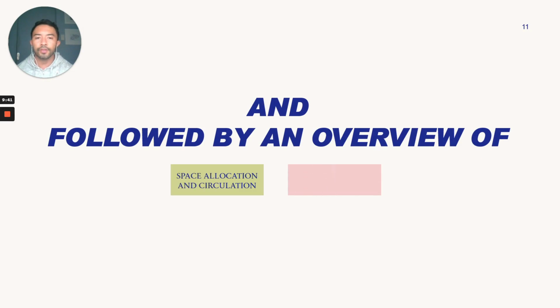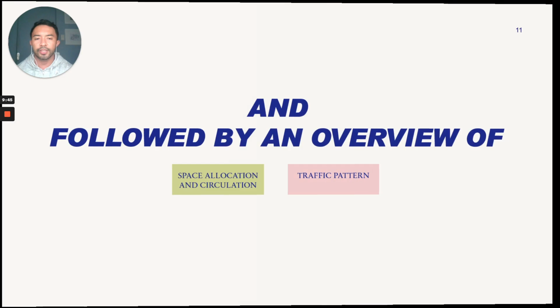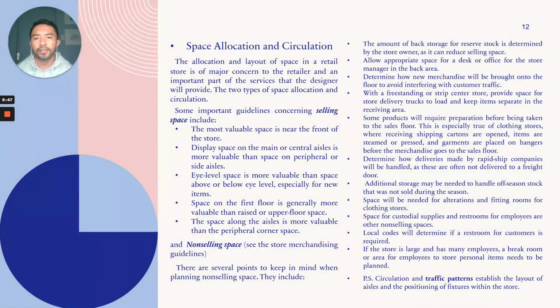So this is followed by the overview of space allocation, circulation, and of course the traffic pattern. So for space allocation and circulation, the allocation of space in a retail store is really a major concern for the retailer and an important part of services that the designer should always provide. So the two types of space allocation are selling space and of course the non-selling space.